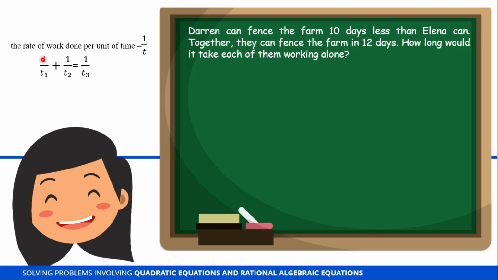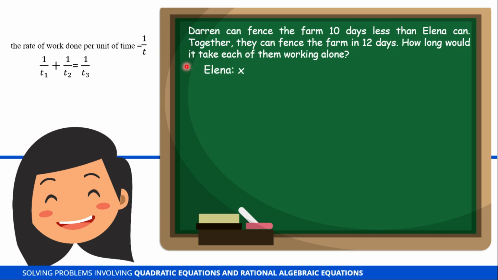Yung isang particular work over the time na nagamit sa work na yon plus yung rate of work ng isa pang person. So, kapag pinag-combine or kapag pinag-add natin, so that is equal to the rate of them working together. I-apply natin yan dito sa ating problem.